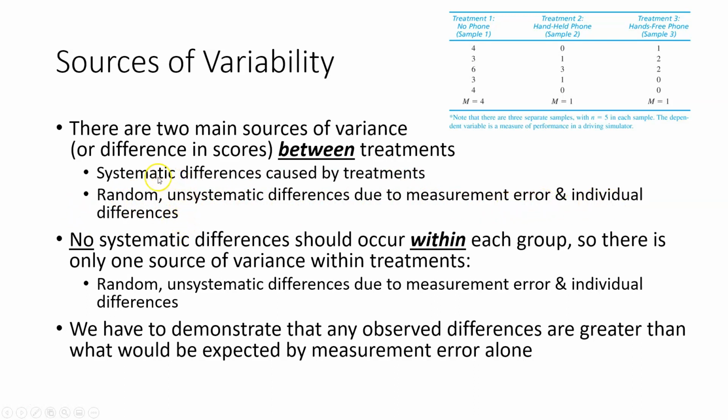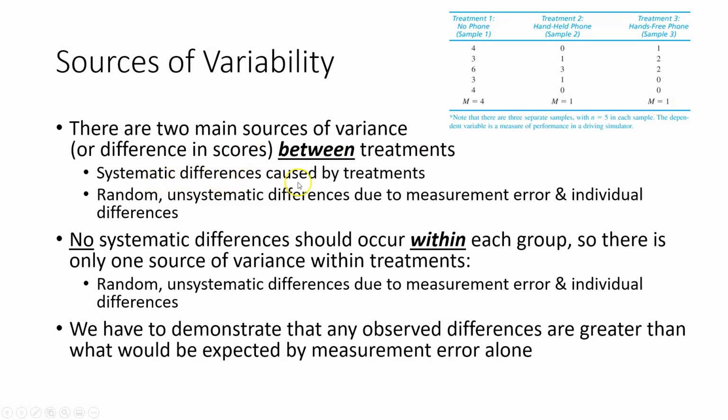So let's look at that. The first one, systematic differences caused by the treatments. Some of these scores are much better than some of these scores. Not all of them, mind you, because, look, one person here got a 3, one person here got a 3. But on average, these scores are higher than these scores and these scores.